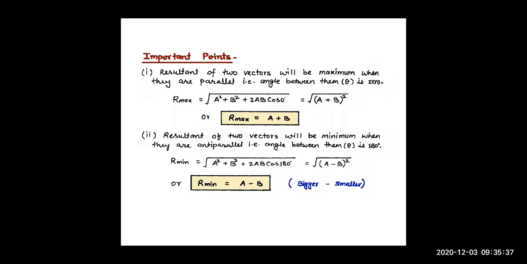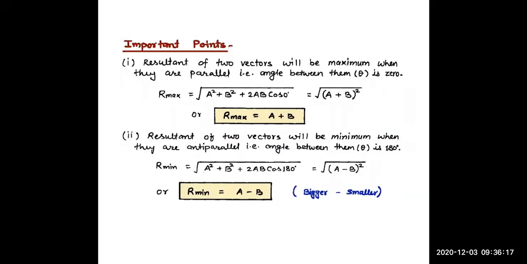Now let's see the case when the resultant will be minimum. So children, the resultant will be minimum when the value of theta will become 180 degrees, because cos 180 will give you -1, right? So here you are going to have a minus 2ab. So the formula will be a square minus 2ab plus b square, that is (a minus b) the whole square. And if you remove the under root, we get R minimum as a minus b. Whichever is the greater, from the greater you are going to subtract the smaller. So this is the maximum resultant and minimum resultant.